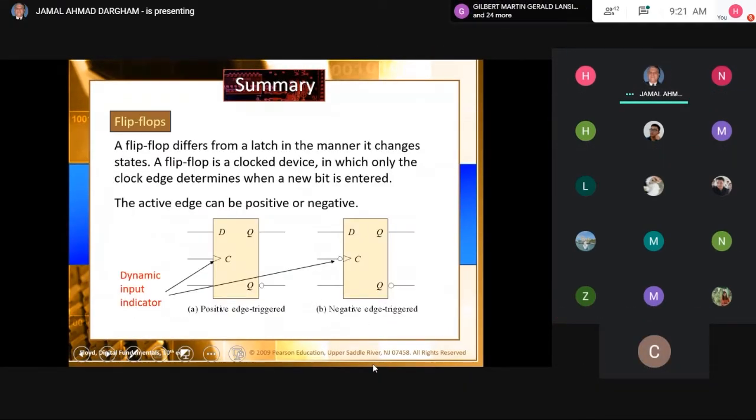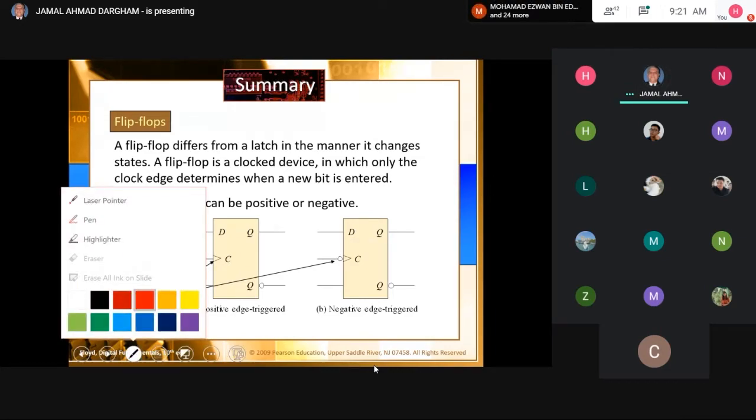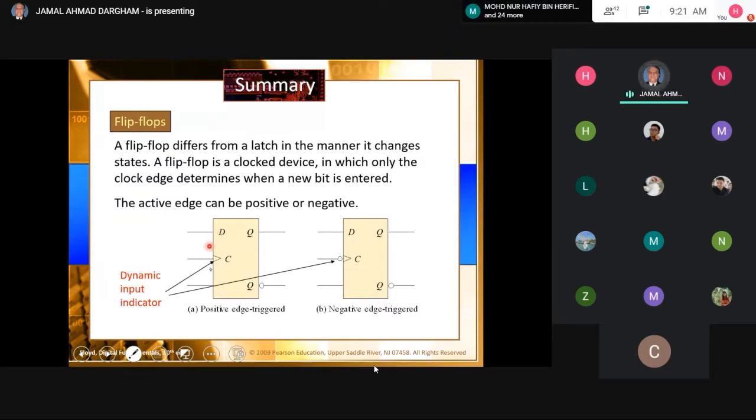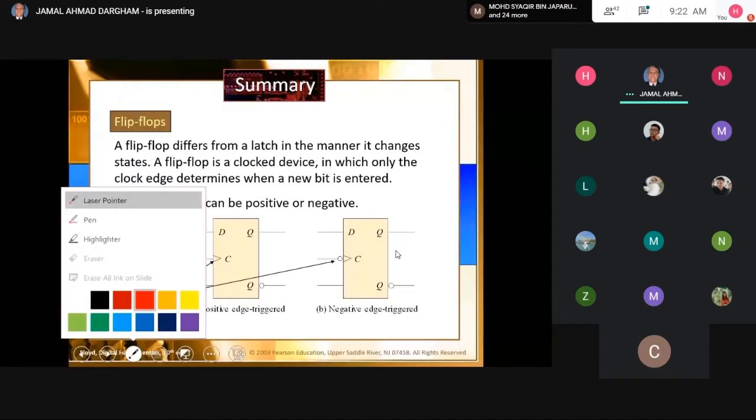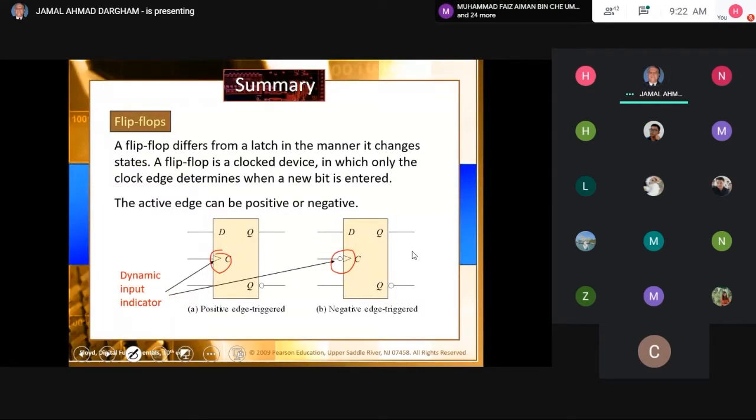Okay, we stopped here. So what's the difference between a latch and the flip-flop? The difference is this. Here, okay, so this part. So a flip-flop differs from a latch in the manner it changes state.